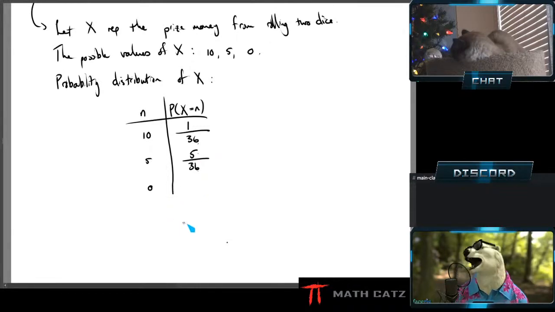And then 0, I don't have to actually count it directly because I know that if I've covered all the possible values of X, all the possible outcomes that could happen, adding up the probabilities has to equal 1. So 36 out of 36. So the fraction that's missing out of 36 has to be 30. It's a little bit of a risky move, I suppose, because I'm relying on my first 2 probabilities being correct and then exploiting the property of a probability distribution that all the probabilities add up to 1.